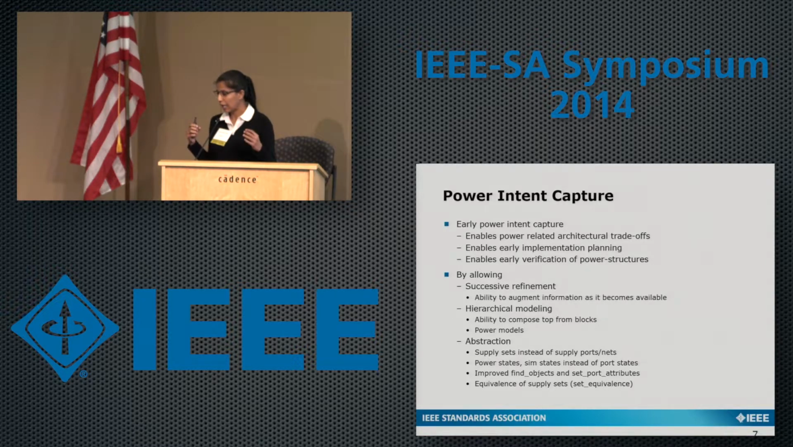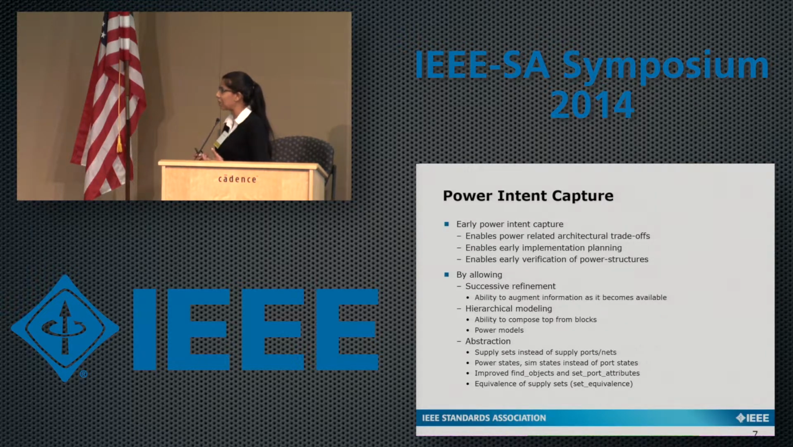I don't have to worry about my HDL configuration or parameters. Again, I could successively refine my power intent format as and when that design information becomes available. For large SoCs, hierarchical modeling is absolutely essential. When you have a design that's so huge, you have to divide and conquer. So you have these different IPs, soft IPs, hard IPs, macros that you have to model separately, and then hierarchically compose them at the top level.